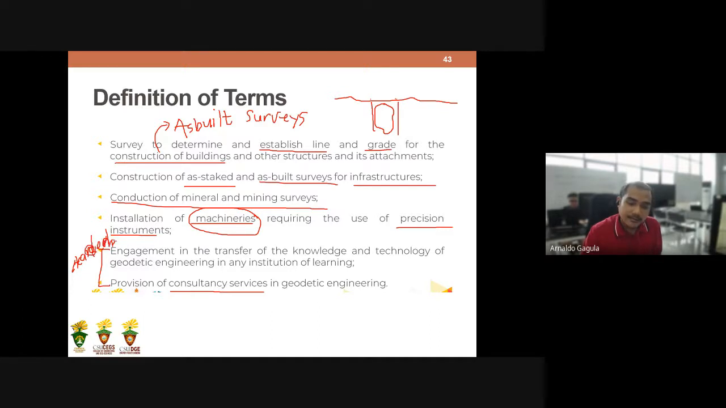R-D-N-M. Okay. So academy siya nga part.